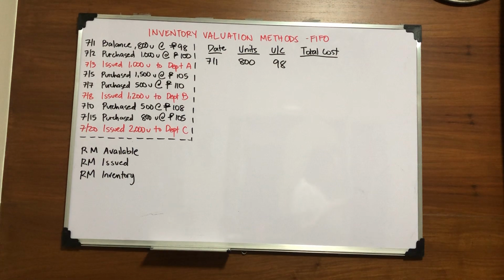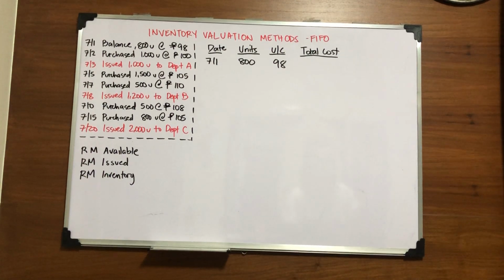Okay, so given here are your transactions. For July 1, you have your opening balance of 800 units at 98 pesos. And you have your purchases on July 2, 5, 7, 10, and 15, as well as raw material issuances on July 3, 8, and 20. So we would like to determine how much is the raw materials available in terms of quantity and peso amount, as well as your raw materials issued in terms of quantity, unit, and peso amounts. And last, your raw materials inventory, or your raw materials ending.